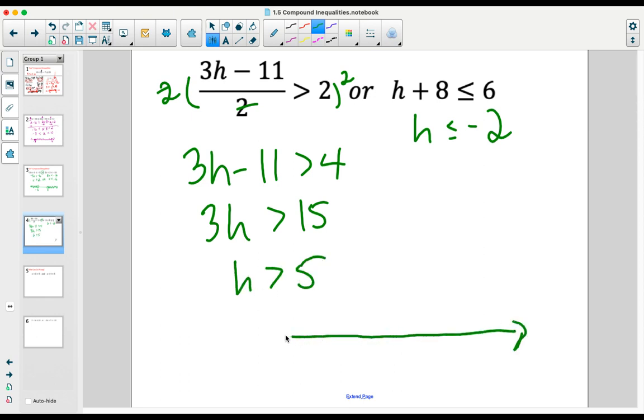And very similar to the last example, still with the 5, but this time with a -2. We'll make sure we fill in the circle for -2, but we won't fill in the circle for the 5. And there's our solution space for this or compound inequality.